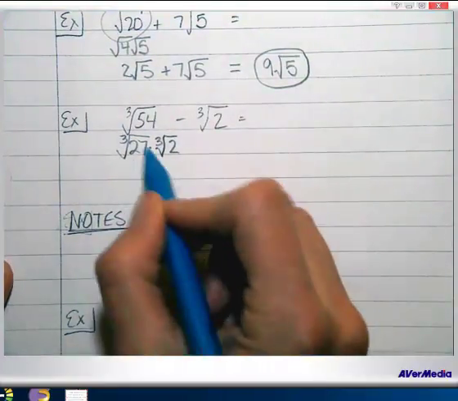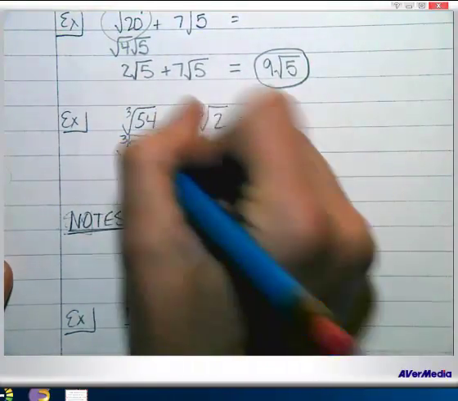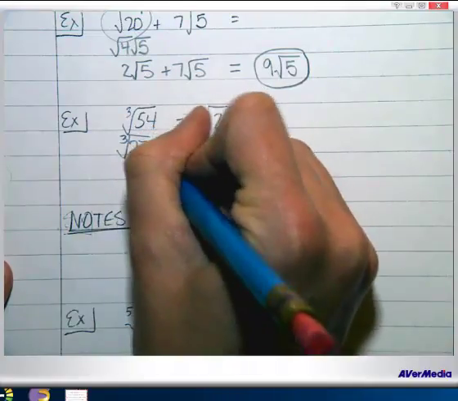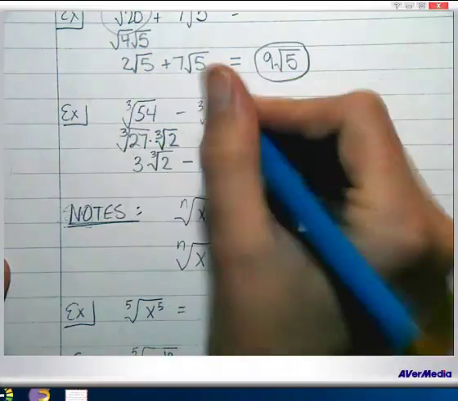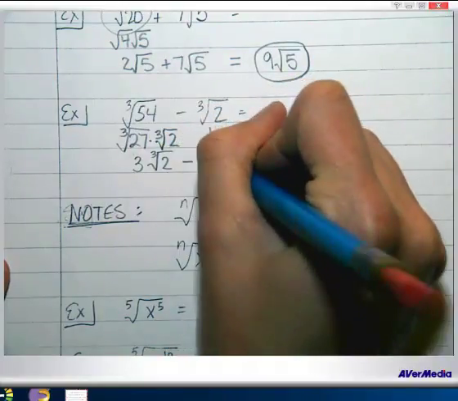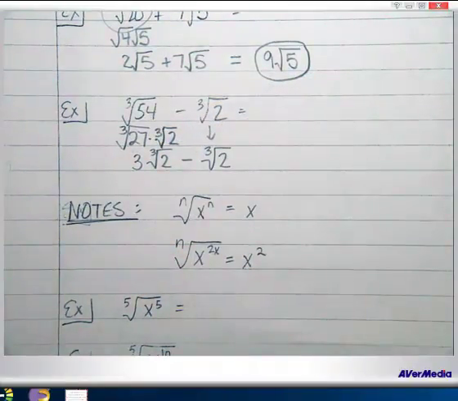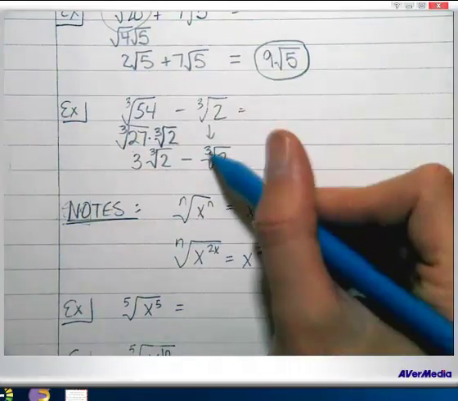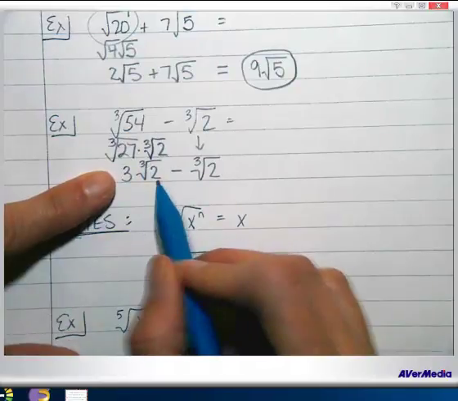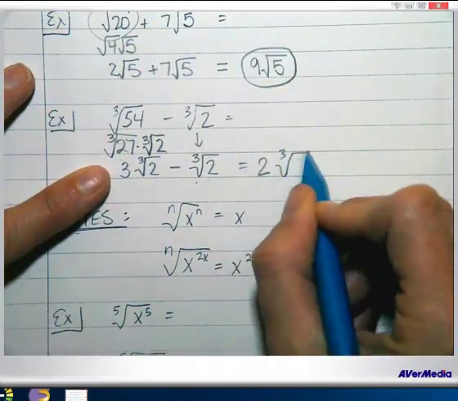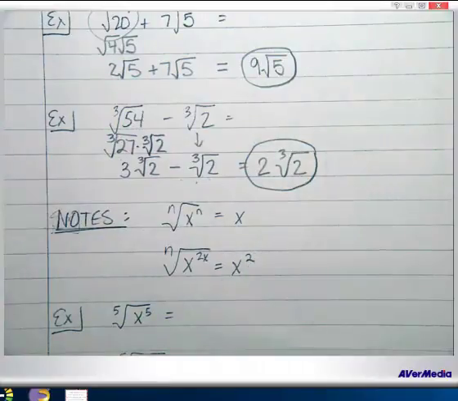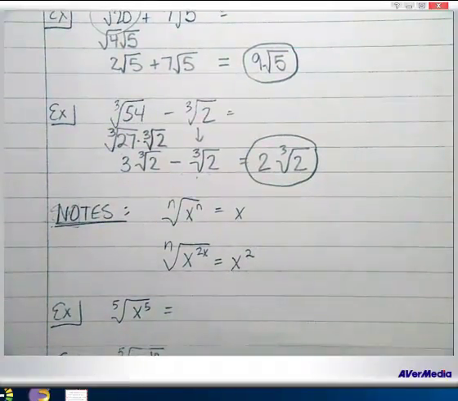The cube root of 27 is just 3, so now we have 3 times the cube root of 2, and then bring down our other radical, minus cube root of 2. Some of you might want to think about this as a 1 cube root of 2 for this second term. If we have 3 cube root 2's minus 1 cube root 2, we have 2 cube root 2's. And then that's simplified because the 2 inside the radical cannot be simplified any further.